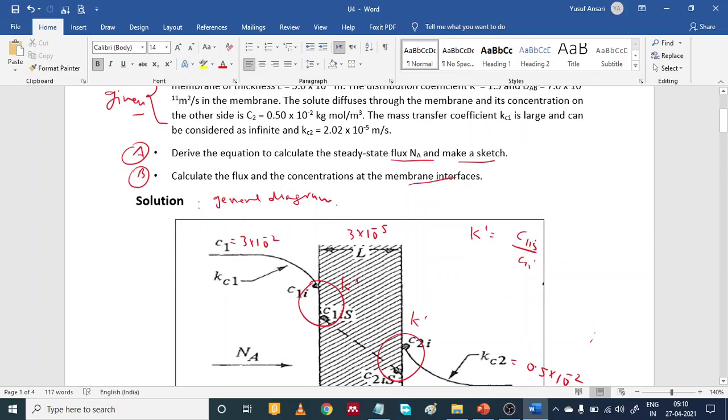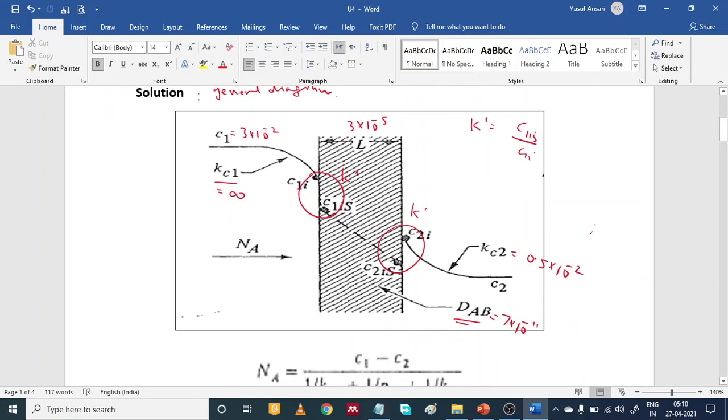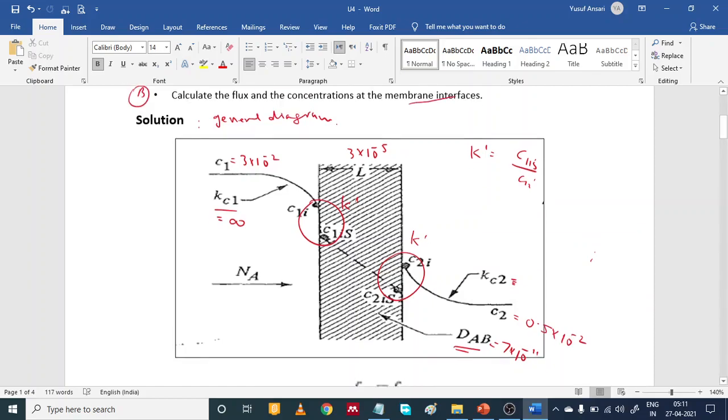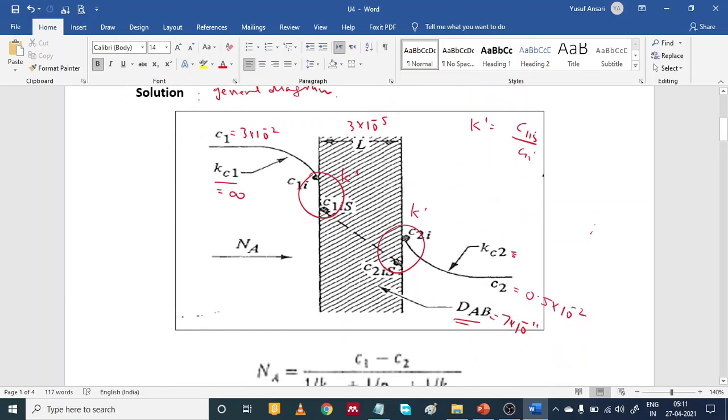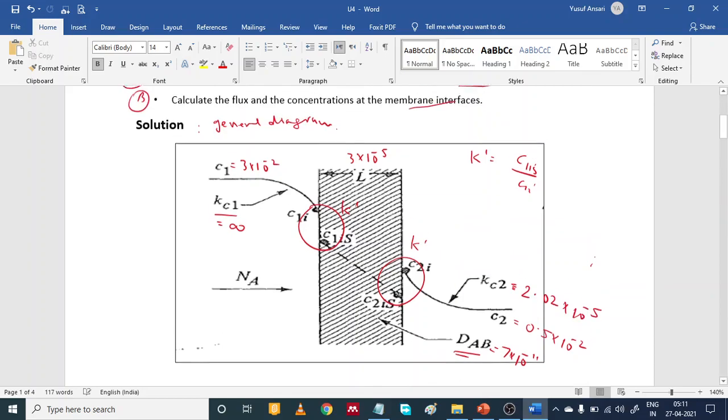Now the remaining: Kc1 is very large and can be taken as infinite. Kc2 is given as 2.02 × 10⁻⁵, so this is Kc2. C2 is 0.5 × 10⁻², and the mass transfer coefficient Kc2 is 2.02 × 10⁻⁵. Units can be taken from there.